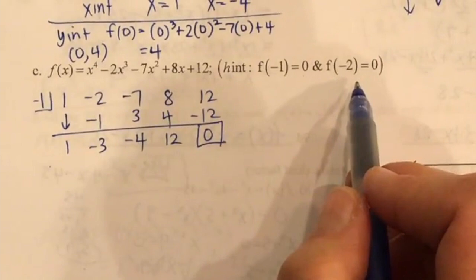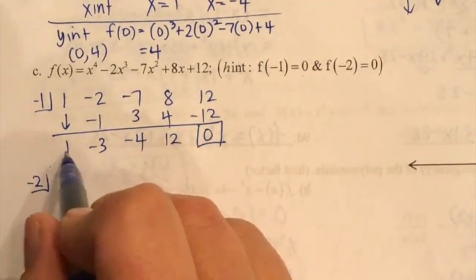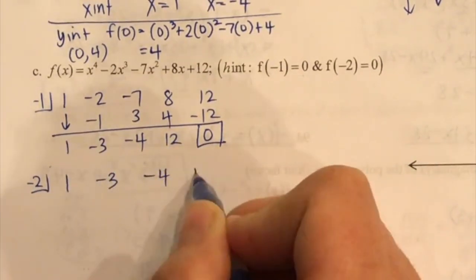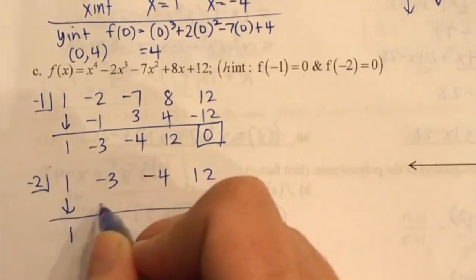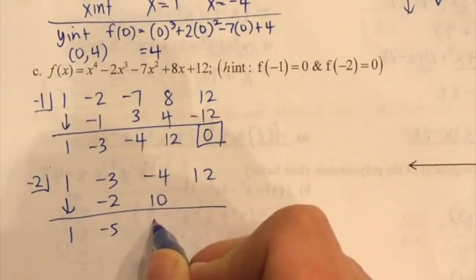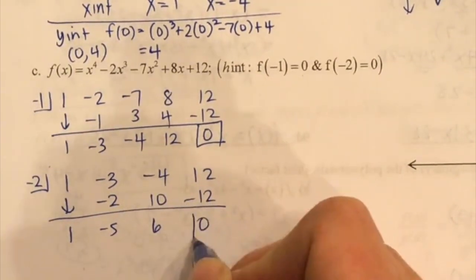I am going to use my other answer, -2, and use these 1, -3, -4, and 12. Okay, bring that down. That gives me a -2. That gives me -5. 10. That gives me, when I add a 6, that gives me a -12 or a 0.